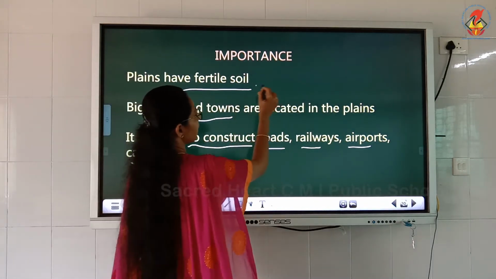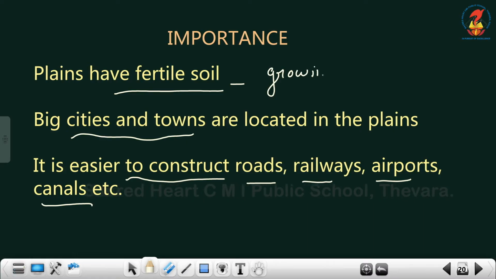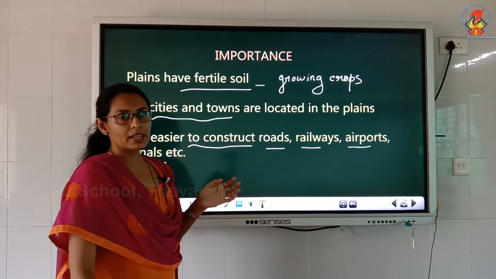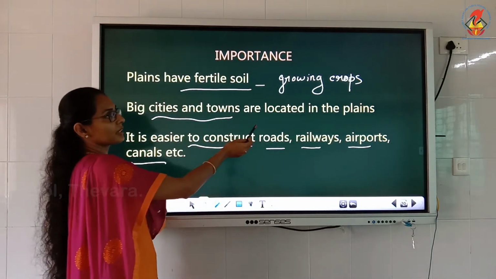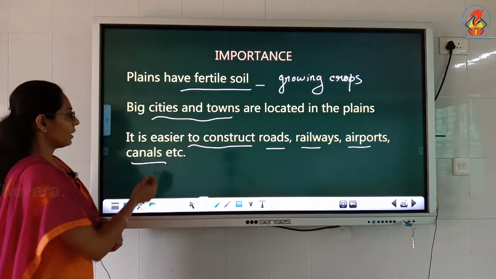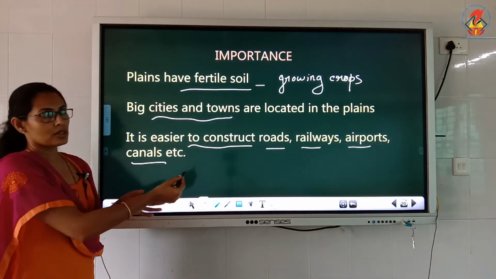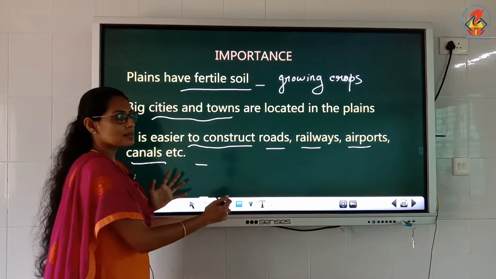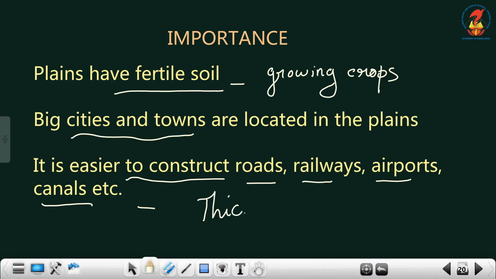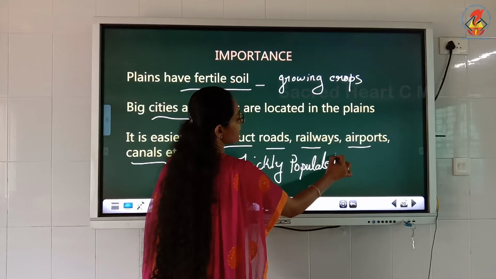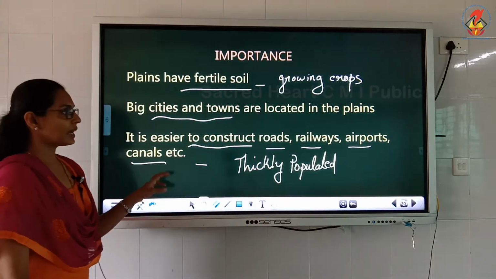Fertile soil meaning it is good for growing crops. So agriculture is possible here. Agriculture meaning farming is possible here. Then big cities and towns are located in the plains. Then it is easier to construct roads, railways, airports and canals. Because of all these reasons, most of the people live here. So these plain areas are thickly populated areas.